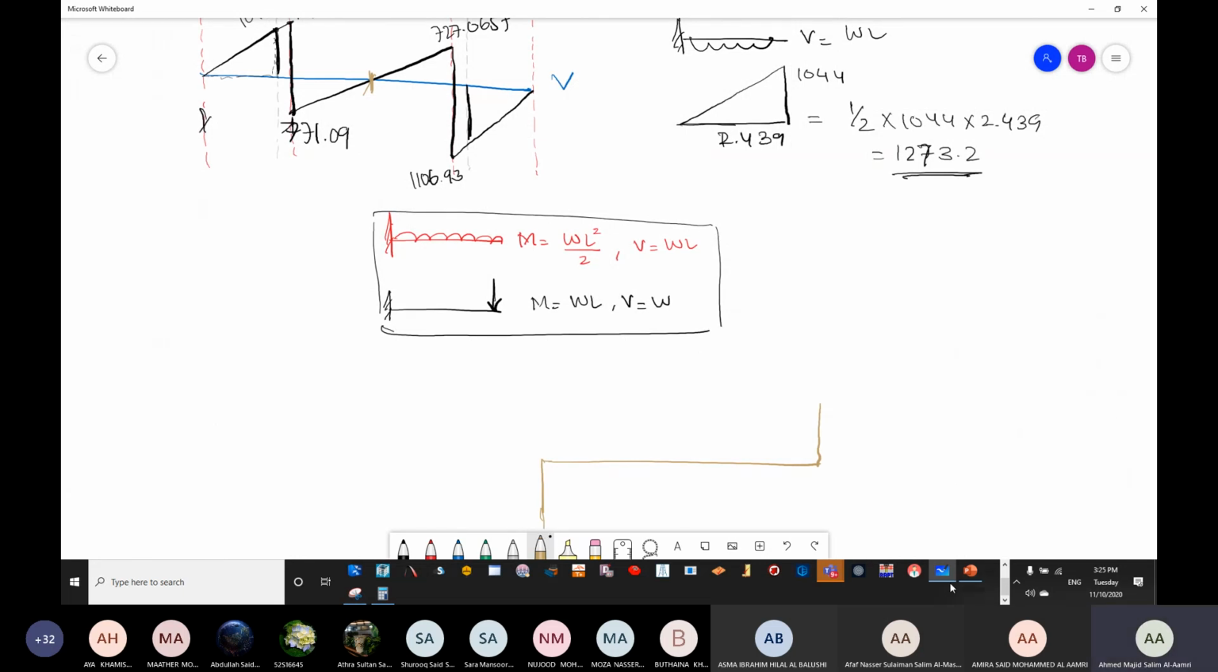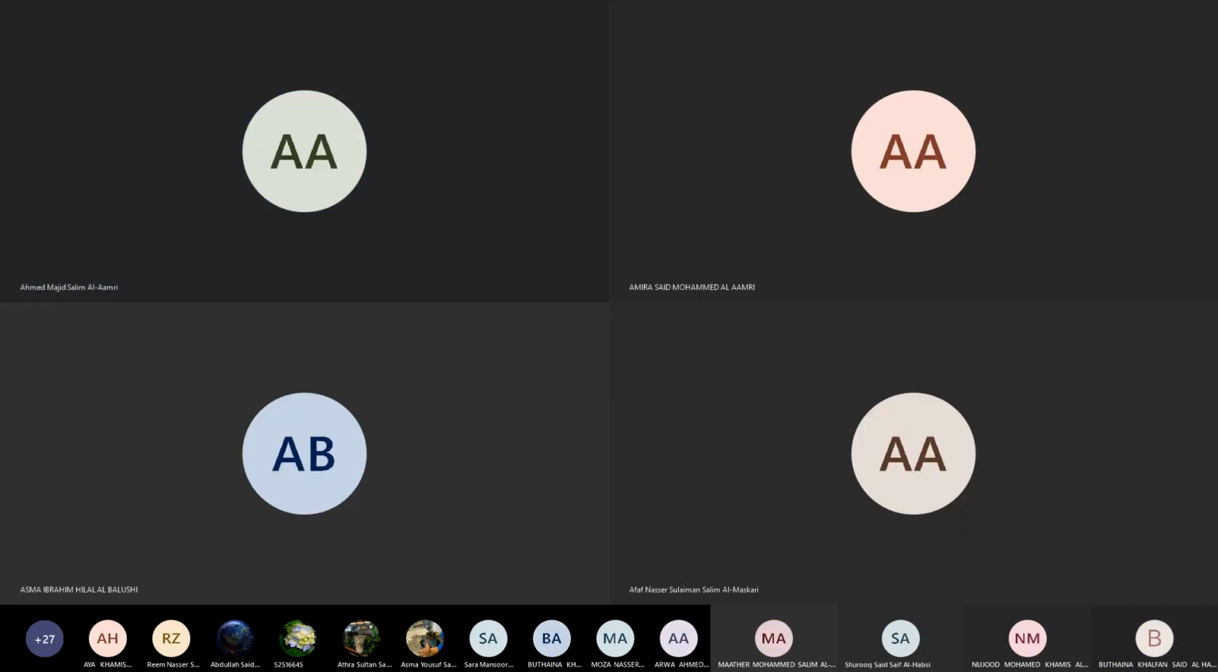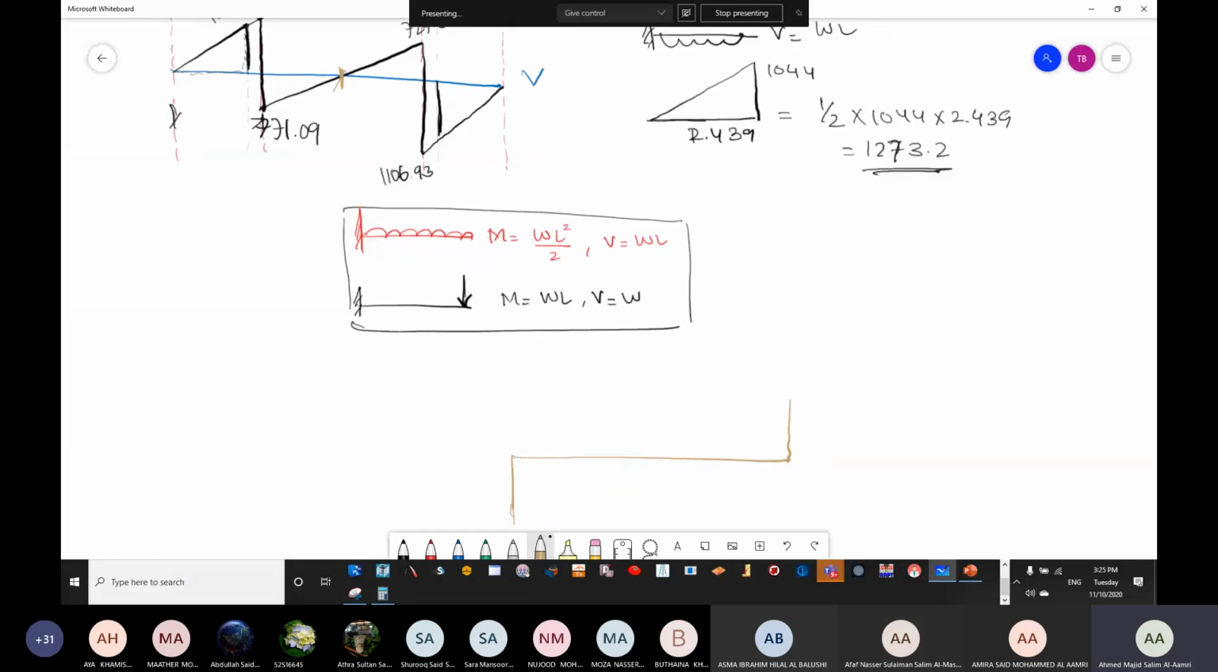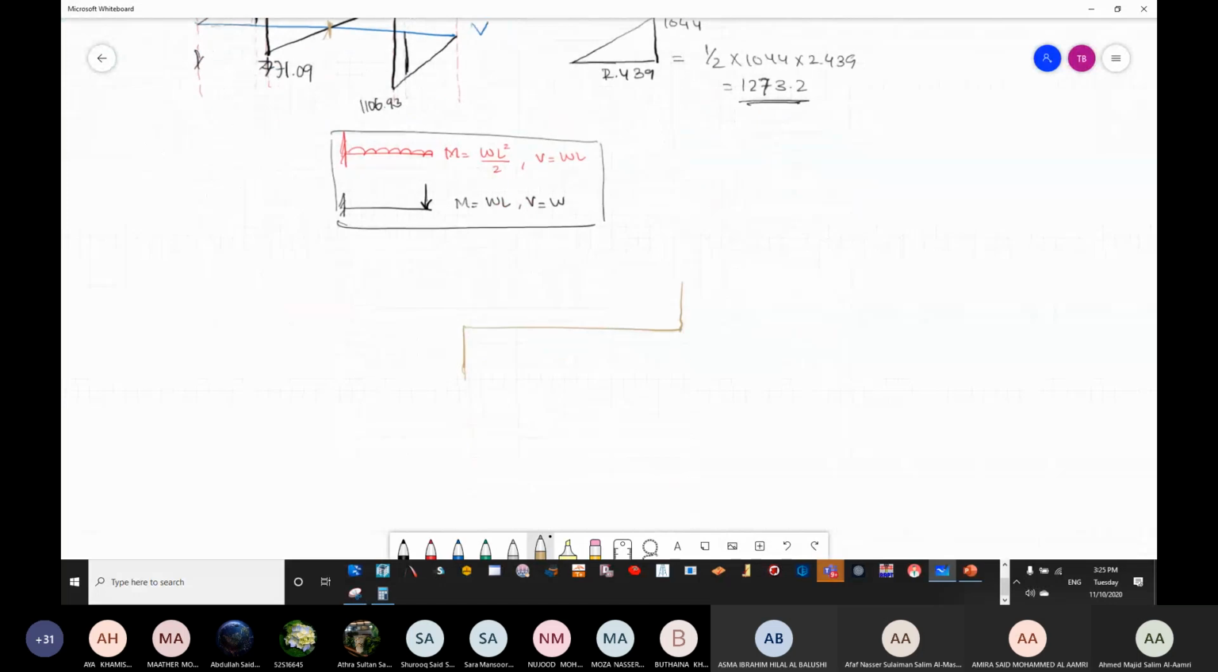The screen is black. The screen cannot be black. It might be because of the connection you have, because I didn't disconnect the screen. Okay.